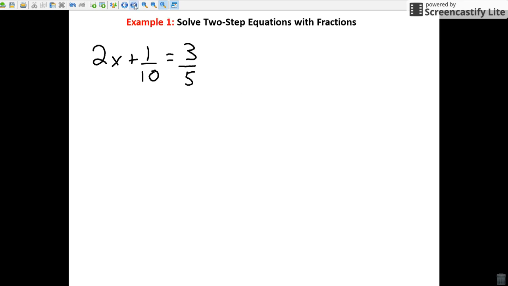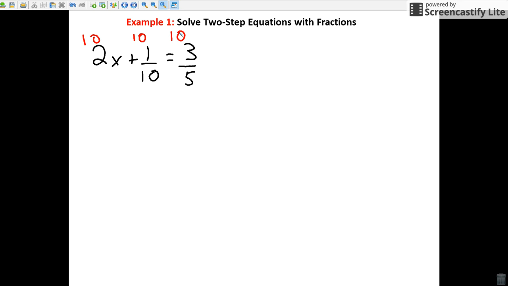Okay. Our next question, a little bit different, brings in some fractions. We have 2x plus 1 over 10 equals 3 over 5. Now, there's different methods to solve this type of question. I prefer to eliminate the fractions first off. So to eliminate the fractions, I have to look at the denominators, which are 5 and 10, and I'm looking for a multiple that both of them will divide into. So a multiple of 10 and 5 that they will both divide into is 10. So I have to multiply everything by 10.